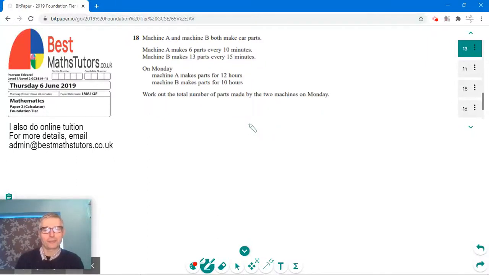I'm continuing to go through the Edexcel GCSE Maths paper 2 from Edexcel, and this is the foundation tier paper, on question 18.